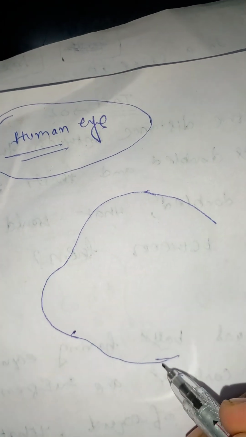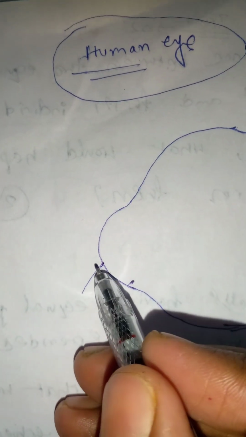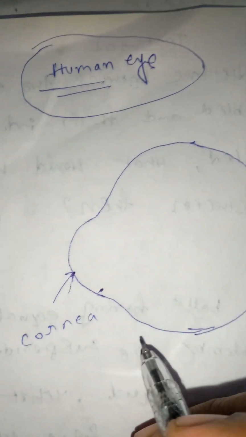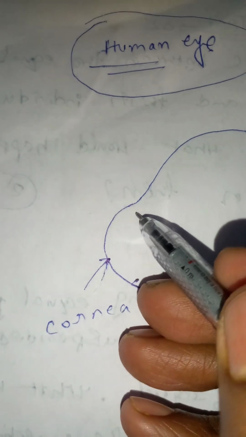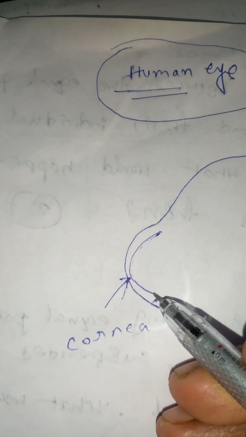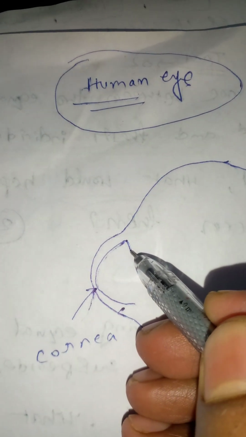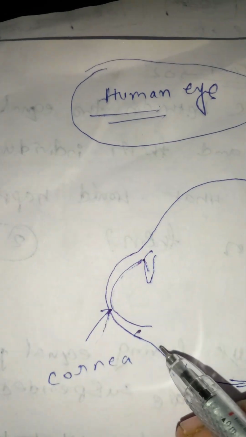See here, this is the outer layer of the human eye. You will see, when I'm drawing this outer portion, this outer portion layer is known as cornea. Okay. Now this outer portion is cornea. Now here I'm drawing another level. When I'm drawing this other level, this portion here I will draw first, iris.